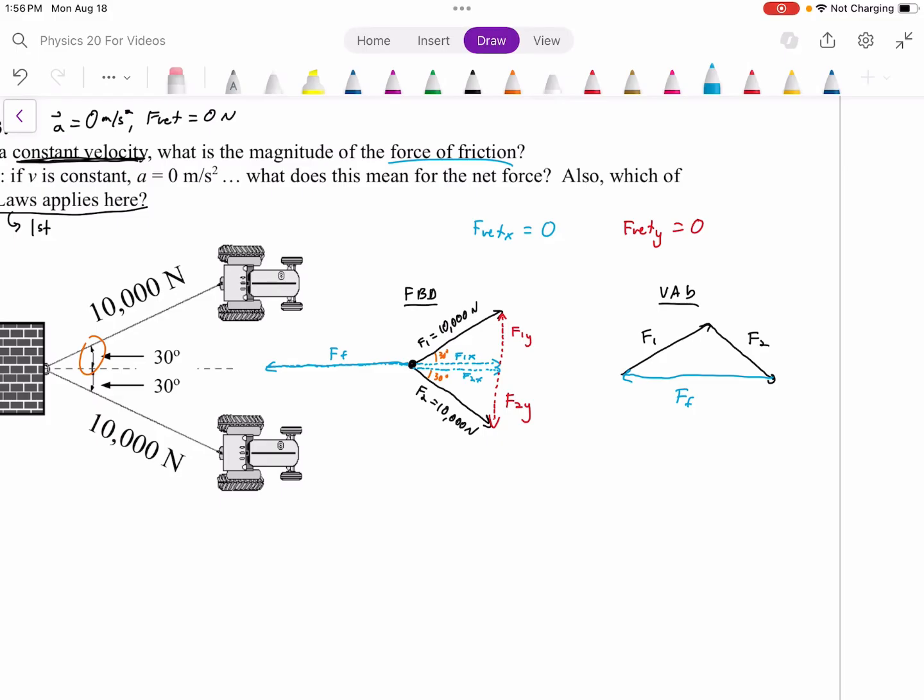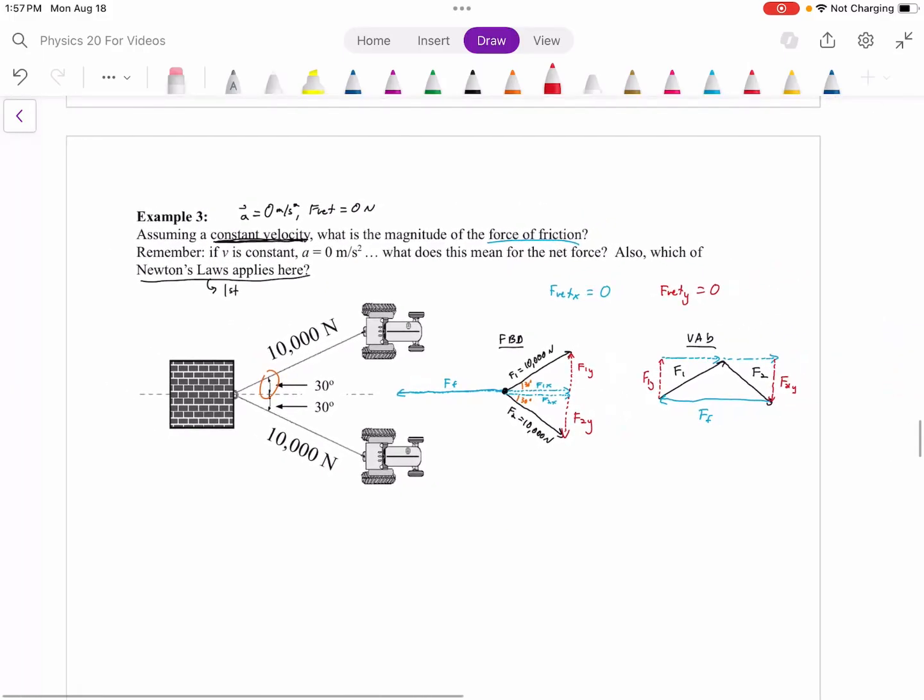And sure enough, look at that. The x-ness of F1 and the x-ness of F2 have to be canceling with the force of friction if we're going to get a net force of 0, which we know we have because it's not accelerating. Their y components are also just canceling each other out. F1y is just as big up as F2y is down. So those just cancel each other out because of the geometry going on here.